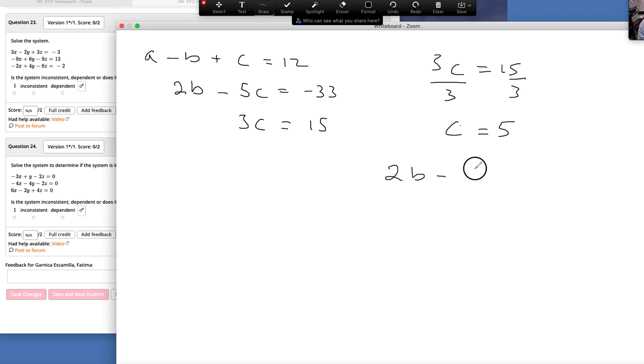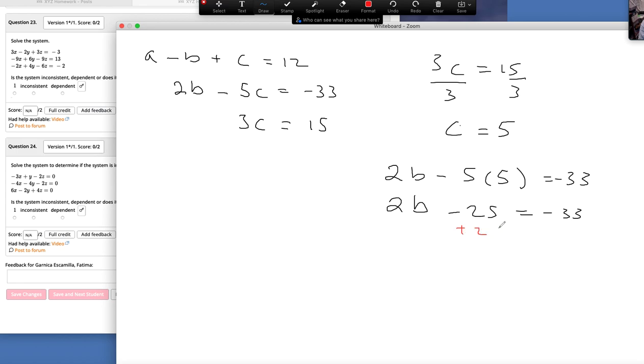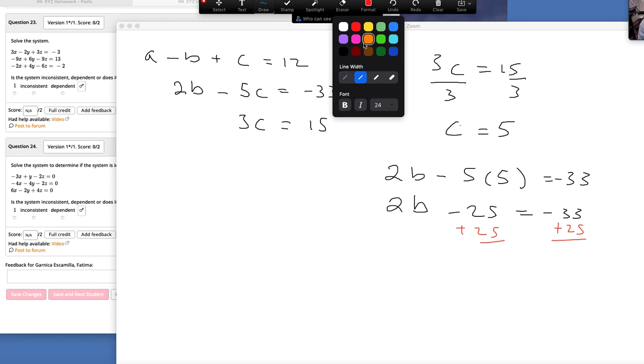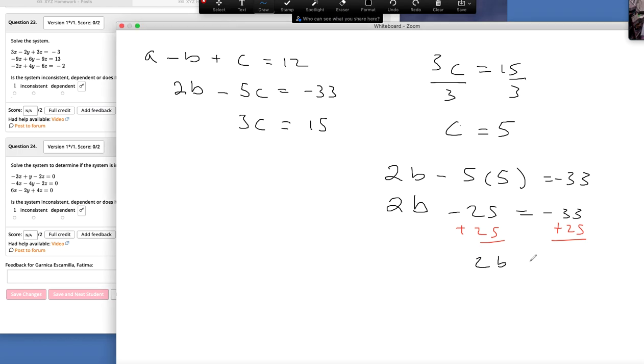So 2b minus 5 times 5 equals negative 33. Whoops, sorry, I saw that 25 coming up. Let's undo that. 2b minus 25 equals negative 33. We will add the 25 to both sides, isolate the b, and now 2b equals negative 8. And then dividing by 2, we know b is negative 4.